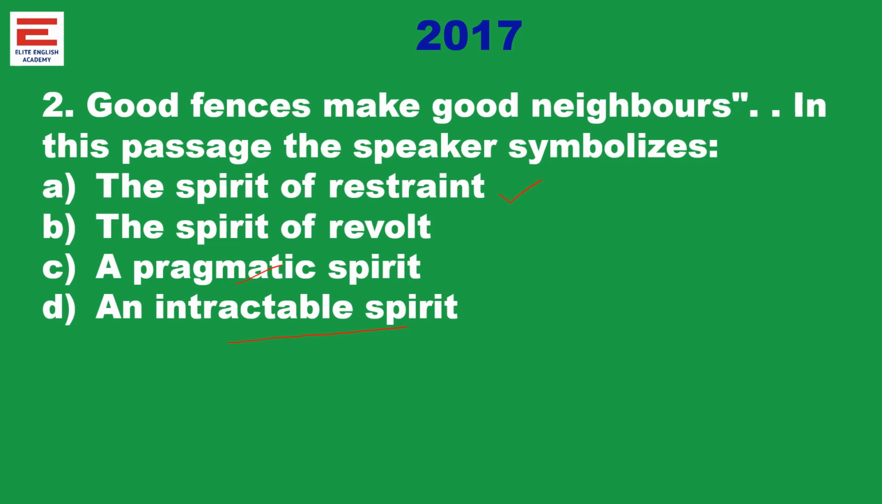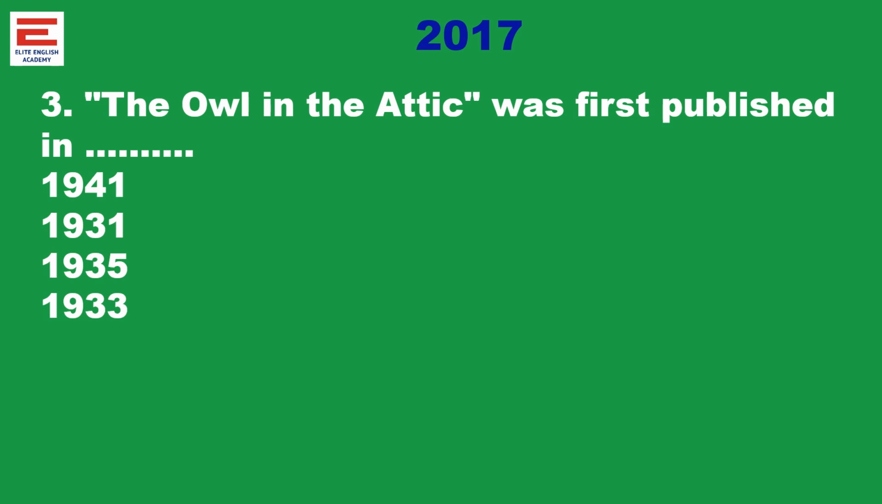How? Though you like the neighbor, right? You have to control yourself, you have to restrain yourself, so that you maintain distance, so that the relationship will be fruitful forever. The next one, The Owl in the Attic, was first published in 1941, 31, 35, 33.